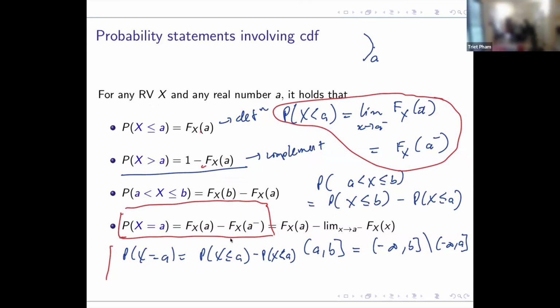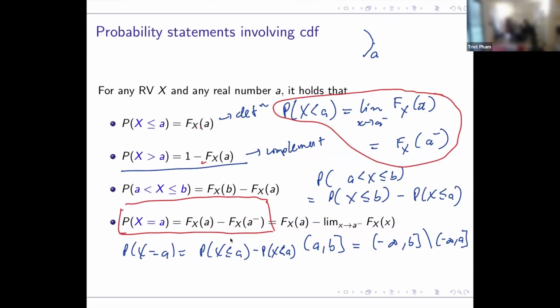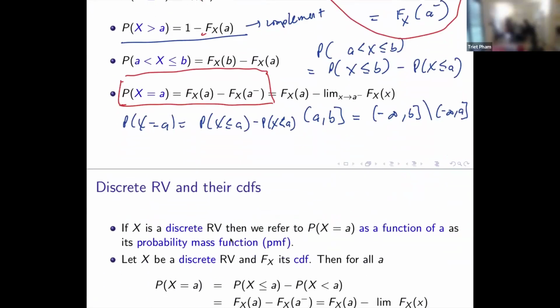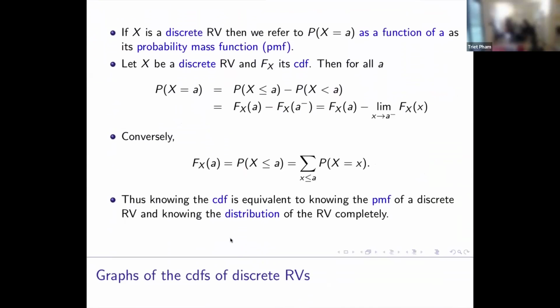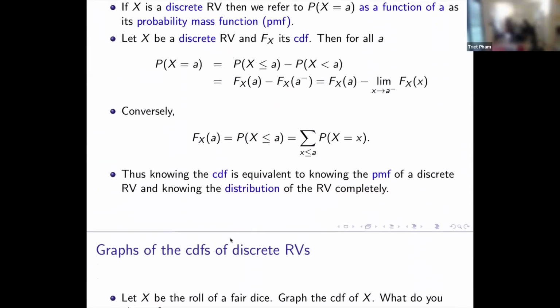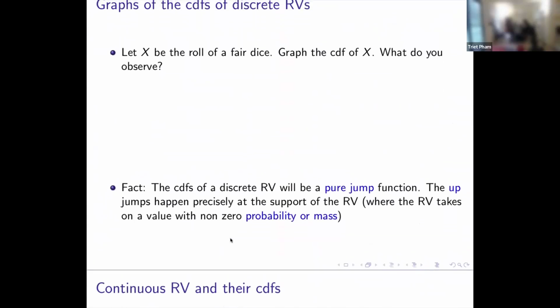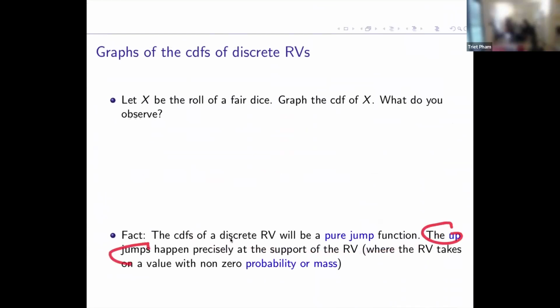Now we need to understand the CDF a little bit more and get into the details. If you have a discrete random variable, which is where we stopped last time, then its CDF will be a pure jump function. It will jump where the random variable takes on point mass.